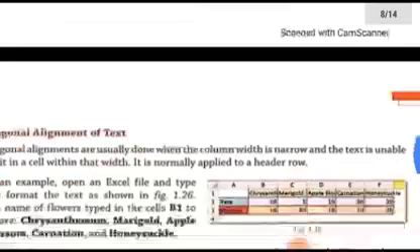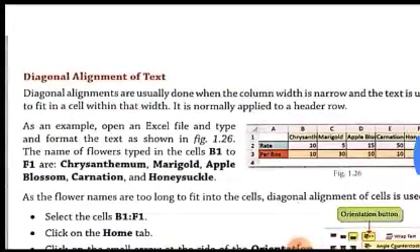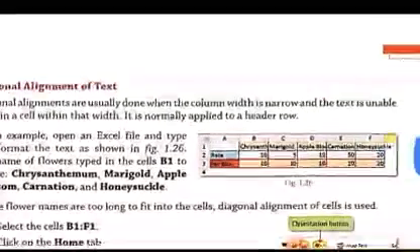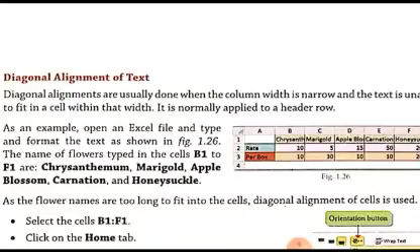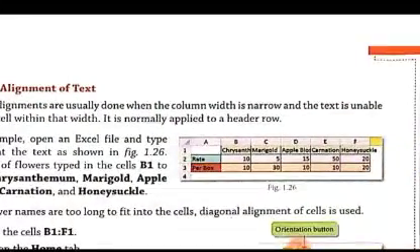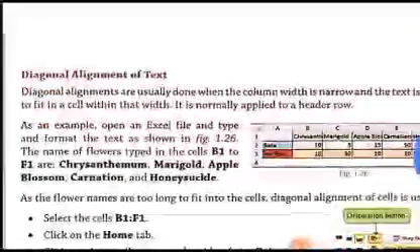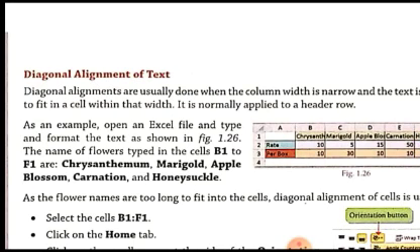Now diagonal alignment. What is diagonal alignment? I have told you before also. Why is it done? This diagonal alignment is done when the column width is very narrow, very less, and the text is unable to fit within a cell within that width. It is normally applied to a header row, but you can apply it to content rows also. There is no restriction to that. So an example is given here.